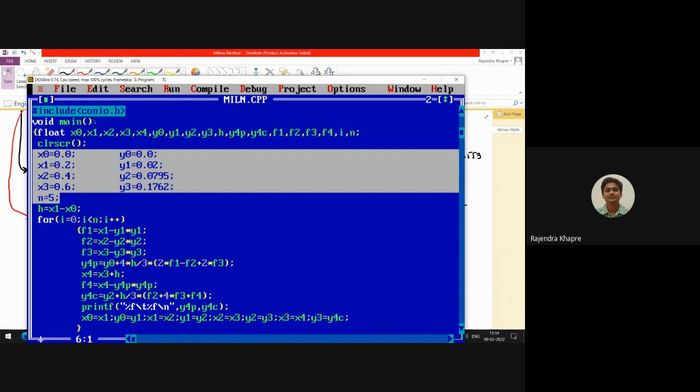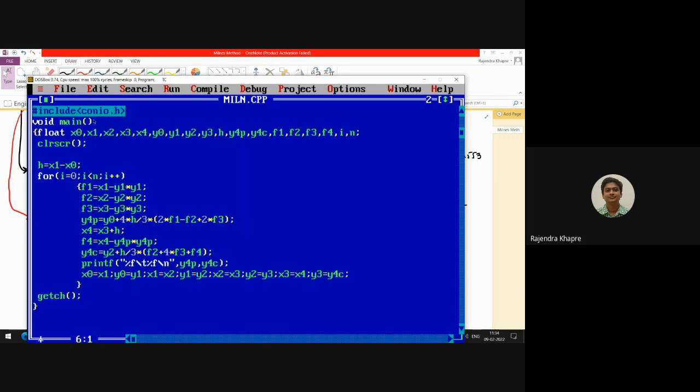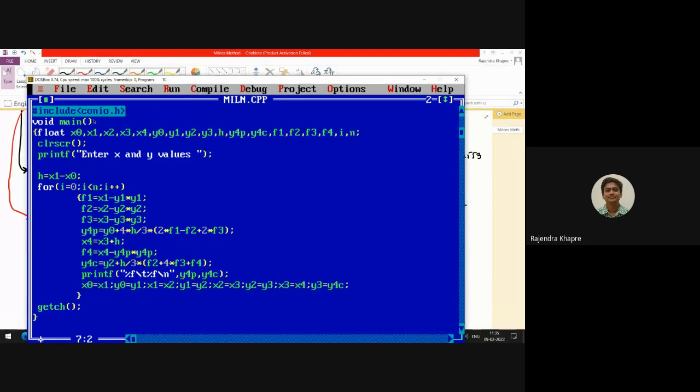Okay, so let me write it down. Let me go to edit and clear this. So what have we deleted? All the values of x0, x1, x2, x3, x4, y0, y1, y2, y3, y4, and then the value of n. Okay, so here I'll say printf, enter x and y values. This is a generalized statement. Then I have to enter six values.